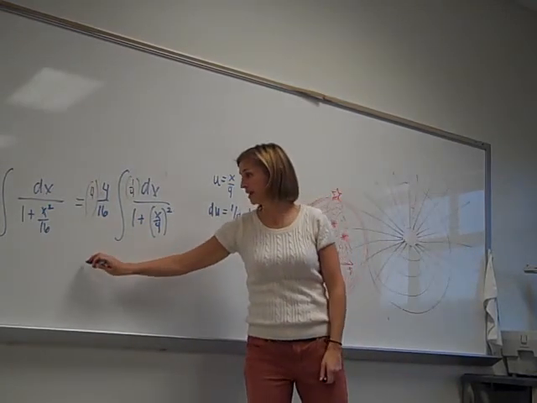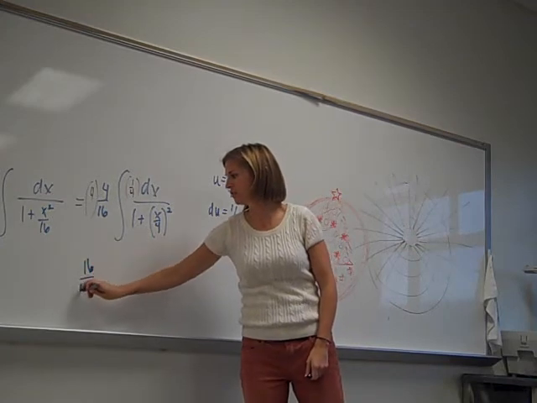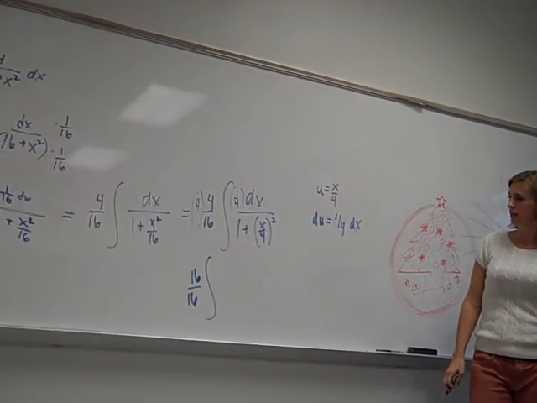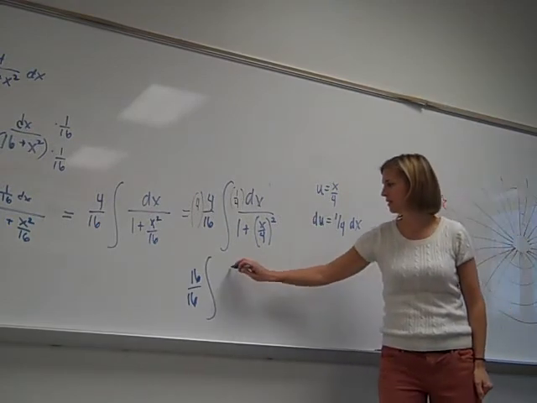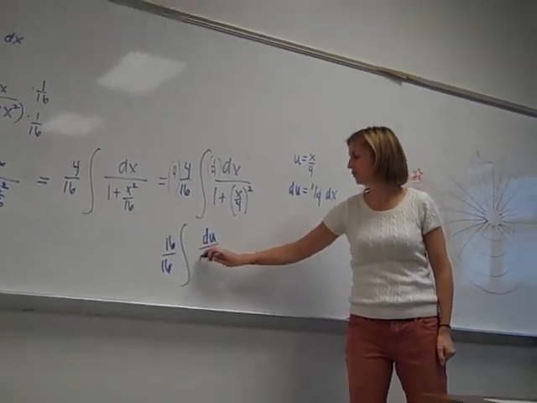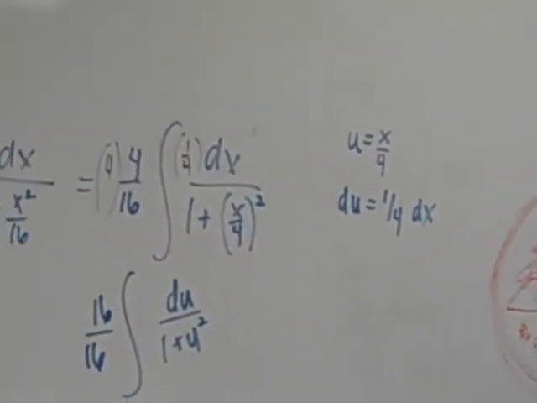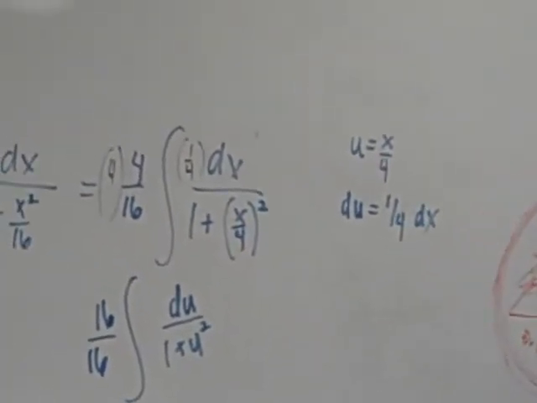So I ended up with, I'm going to keep writing the fraction just so you don't think it magically disappeared. I end up with 16 over 16, du over 1 plus u squared. And now finally I have it in the form it needs to be to integrate with arctan.